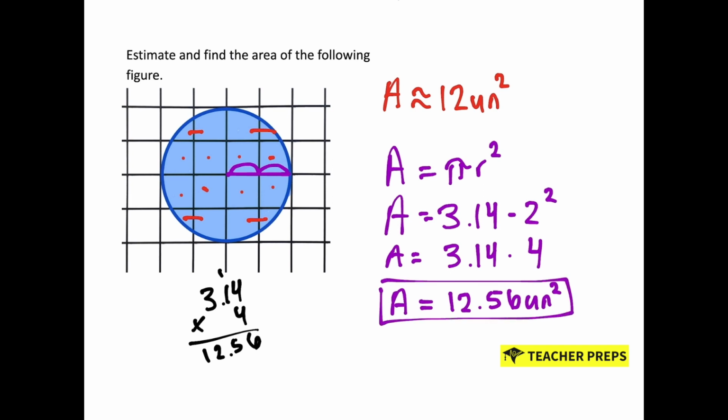Now this isn't exact because 3.14 isn't pi exactly, but it's a very close answer. So our estimation was 12 units squared, and our actual was 12.56 units squared. Our estimation and our actual were very close.